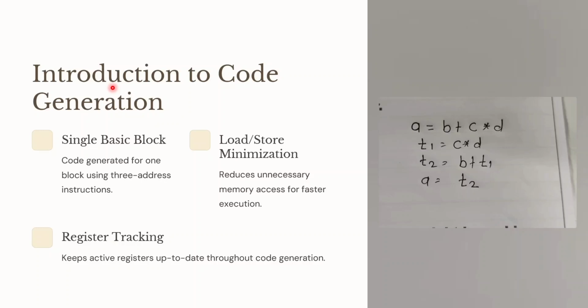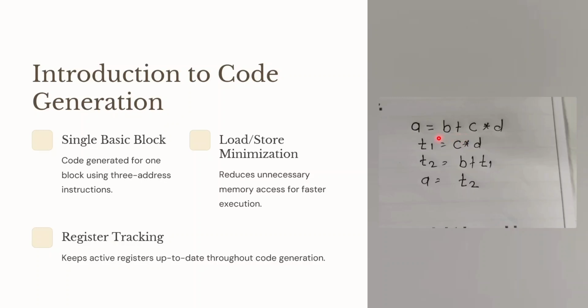Our approach focuses on three techniques. First one is a single basic block. In that we generate code for one block at a time using three address code. Suppose we have an expression a = b + c * d. We convert this into three address format.